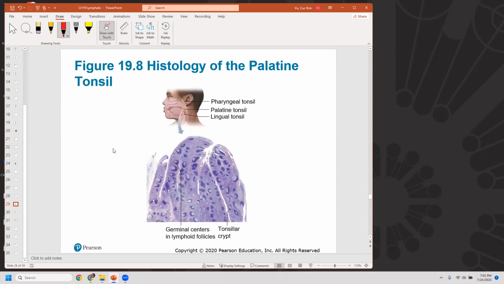So here's what it looks like. So here you have the pharyngeal tonsil, the palatine tonsil, and the lingual tonsil. Okay. So here you see the crypts right here. The space that can trap the bacteria. And then the germinal center cells, where you'll find the lymphoid follicles like you did in the spleen.